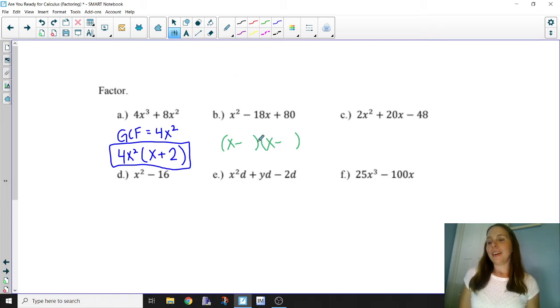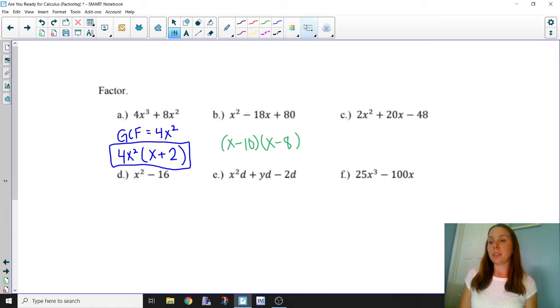It's fine. Okay, we need two numbers that multiply to get 80 and add up to negative 18. I'm not gonna list them all to save you some time. If you want to pause and do that, you can. But the numbers are negative 10 and negative 8, right? Negative 10 multiplied with negative 8 is positive 80. Negative 10 plus negative 8 is negative 18.